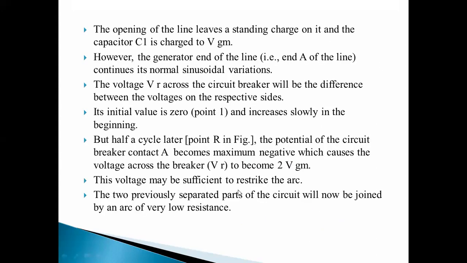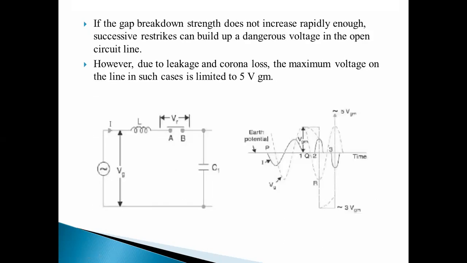Then this voltage may be sufficient to restrike the arc, and the two previously separated parts of the circuit breaker will now be joined by an arc of very low resistance. After separating these contacts, the arc will be struck between these two contacts. And what is happening? Again, there will be flow of current, as there is an arc.